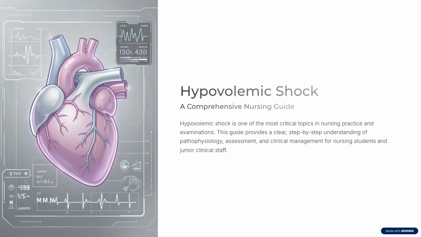Welcome to this comprehensive guide on hypovolemic shock. Hypovolemic shock is one of the most critical emergencies encountered in nursing practice. It occurs when the body loses a significant amount of blood or fluids, leading to inadequate circulation and poor tissue perfusion. In this presentation, we will review the underlying pathophysiology, key assessment findings, causes, and essential nursing management priorities. This step-by-step approach will help strengthen both your clinical understanding and exam preparation.